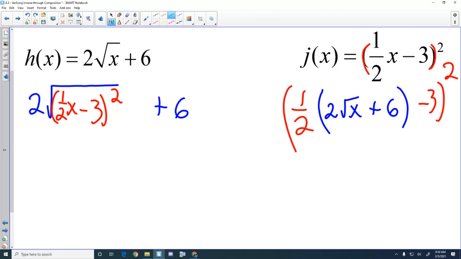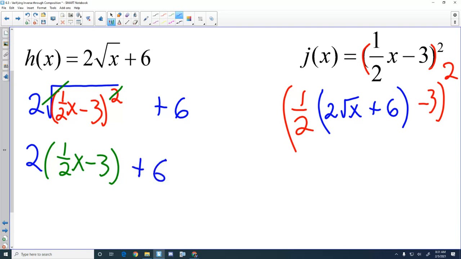All right, on the left, h of j of x. We're following PEMDAS, parentheses and exponents, and this root sign is kind of like a parenthesis in a way. So I'd cancel out the square root of something squared, right? Because everything under that square root sign is in parentheses being squared. So the whole thing is being squared. I can cancel it out. The square root of something squared goes away. That leaves us with 2 times 1/2 x minus 3, and then the plus 6. So I just got rid of the radical and the exponent.